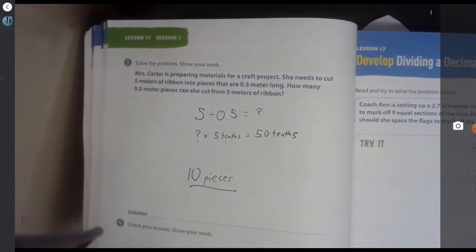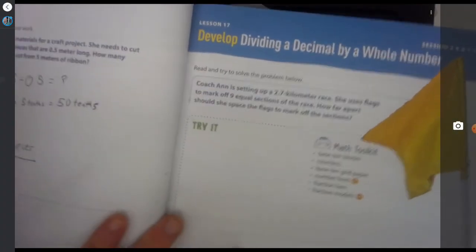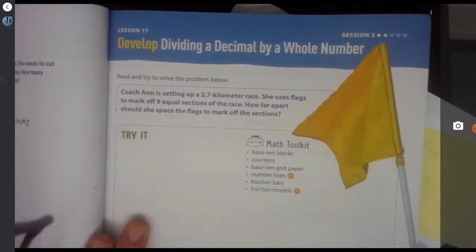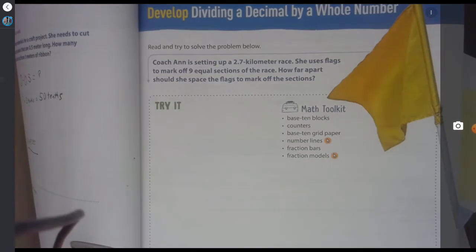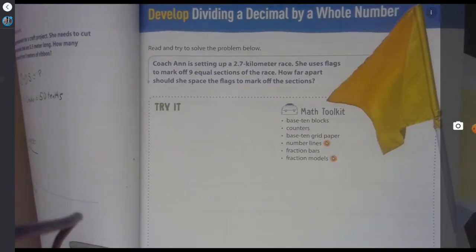Look at that. All right, final problem of the video right now. We're going to scooch over to page 351, and then you'll be able to do your assignment. Doing the same thing, folks. You're doing the same exact thing we keep talking about, the idea of using multiplication to help you solve this. And I think you might already know the answer to it just by looking at those numbers up there. Coach Ann is setting up a 2 7/10 kilometer race. She uses flags to mark off 9 equal sections of the race. How far apart should she space the flags to mark off the sections? This is on page 351. You're going to pause the video, solve this on your own. If you get this right, you know exactly what you're doing. You'll be able to complete today's work. So try it on your own, and then resume the video again and see if you got the problem right by yourself.